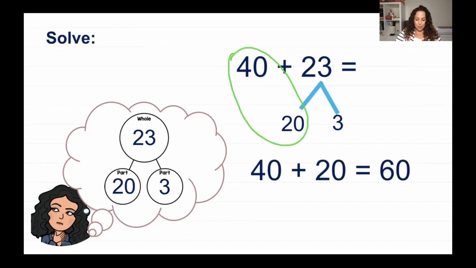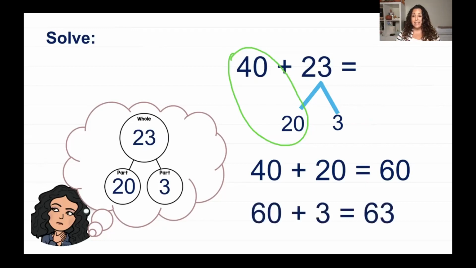And then what do I have left? Do you see what I'm circling? That's right, I have 3. So all I have to do to add 40 plus 23 is add 60 plus 3, and that equals 63. So that's a nice way to get the answer to 40 plus 23. And you can see the answer right there, 63.